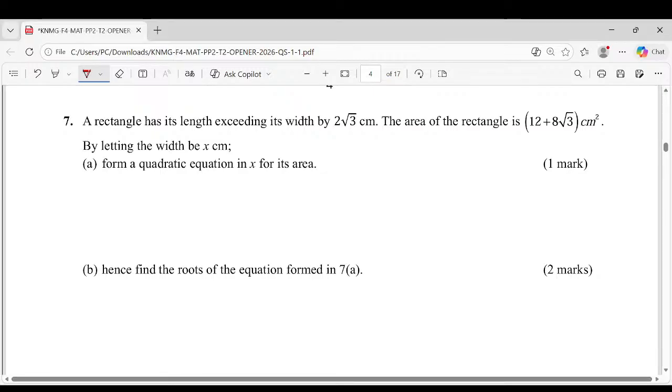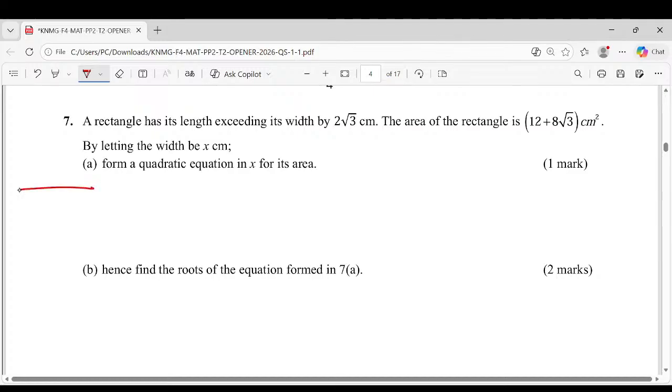A rectangle has its length exceeding its width by 2 root 3. The area of the rectangle is 12 plus 8 root 3. By letting the width to be x, form a quadratic equation in x for its area.